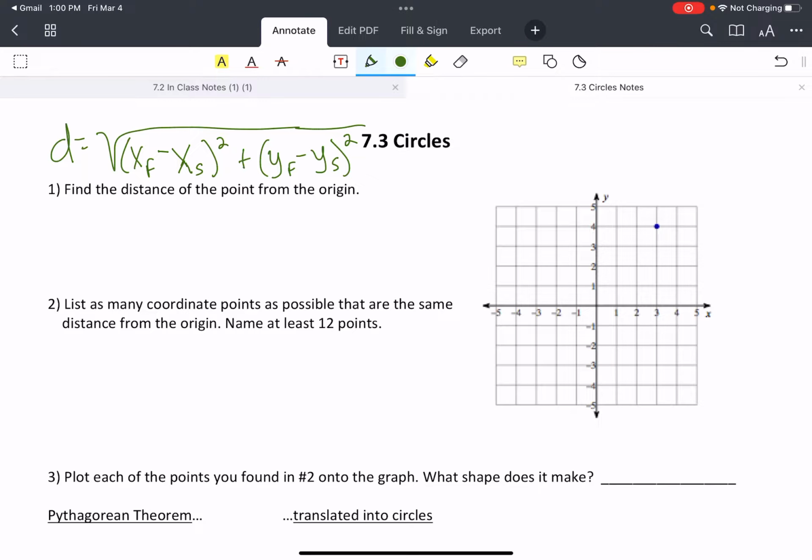So it says find the distance of the point. So this point right here at 3, 4 from the origin. That's our word for 0, 0. So to review last time's stuff, we'll have our origin be our start, and 3, 4 is our finish. And I want to find the distance between them, so the length of that line, if I could measure it.